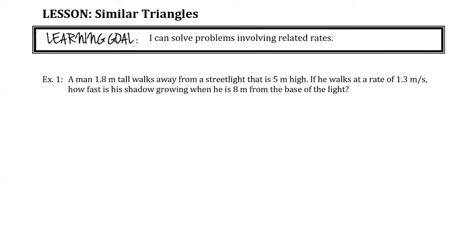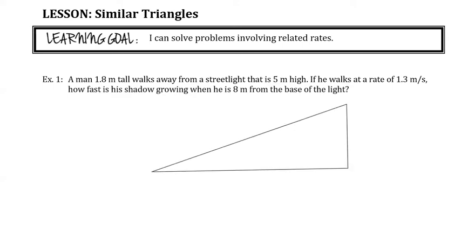So I'm going to draw a triangle here. It's a right triangle because the lamppost is straight up. And I'm going to draw the 1.8 meter tall man. He's walking away from the street light, so he's going this way.